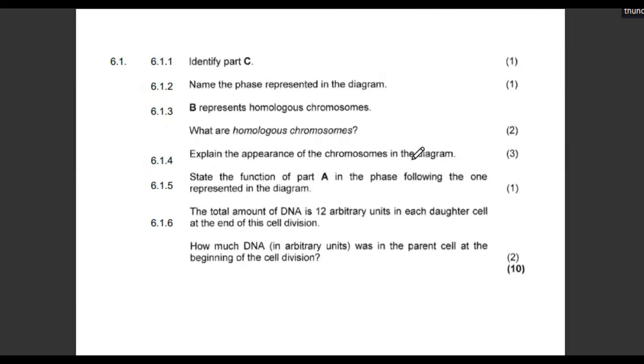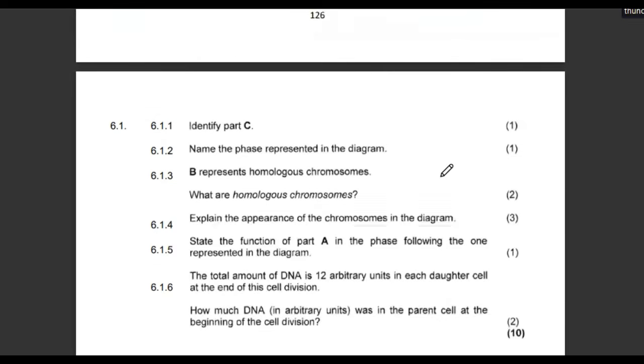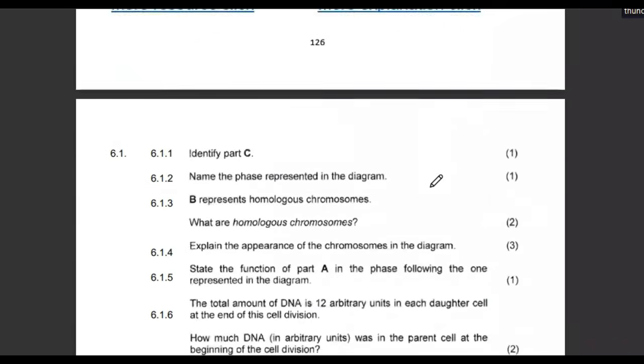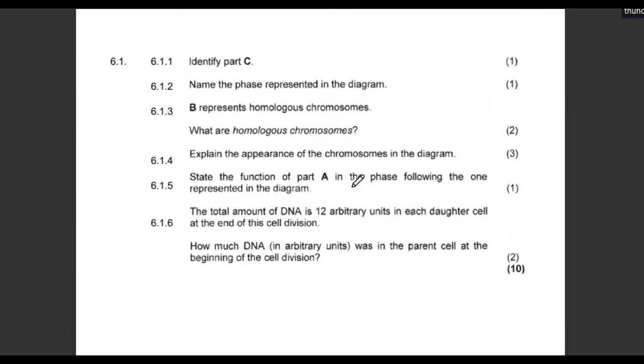Explain the appearance of chromosomes in the diagram. Why are they shaded like this? It is due to crossing over, which took place in prophase 1, whereby the chromatids exchange genetic material. That's why they are like that. They are saying that the total amount of DNA is 12 viral units in each daughter cell at the end of this cell division. How much DNA was in the parent cell?